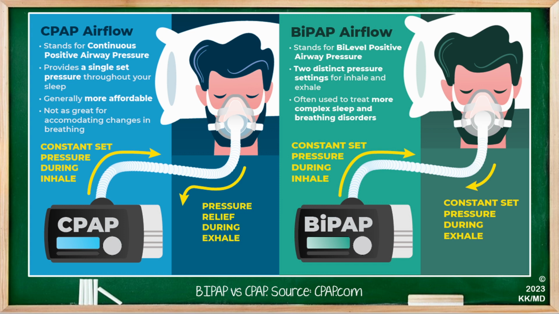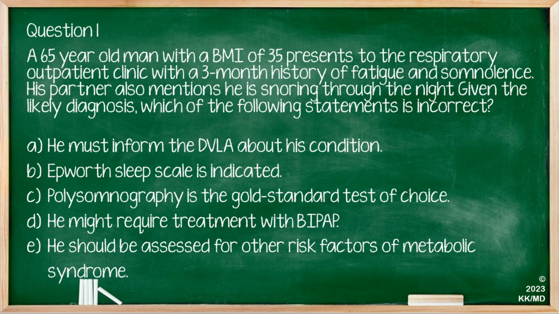So now let's do a question. A 65-year-old man with a BMI of 35 presents to the respiratory outpatient clinic with a 3-month history of fatigue and somnolence. His partner also mentions he is snoring through the night. Given the likely diagnosis, which of the following statements is incorrect?